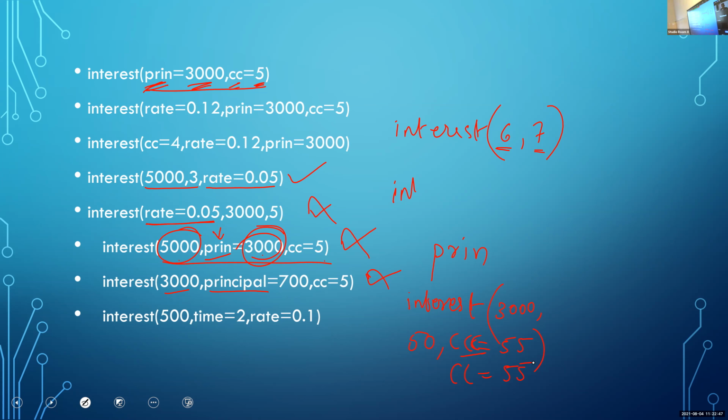Yes, ma'am. Then what about the last one, Aryan? Switch on the video. Aryan, what about the last one? The last function call statement? Valid. Then why is it valid? Give the reason. You just take the definition of that interest function. How many arguments are there in that definition? Two. Only two.